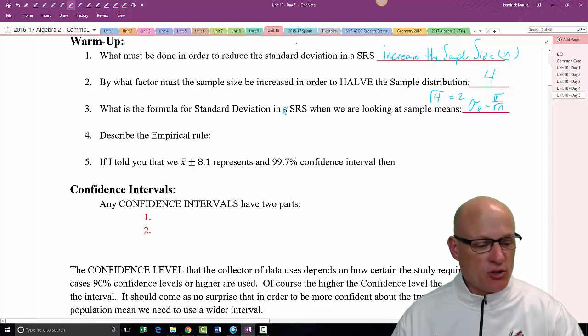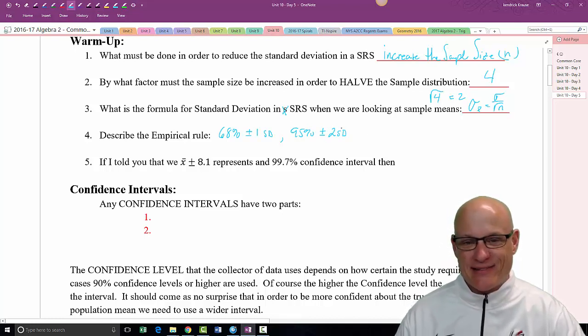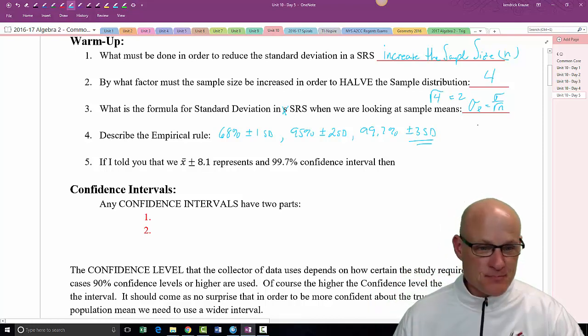Describe the empirical rule. Well, okay, the empirical rule is quite simply that 68% of the data is within plus or minus 1 standard deviation. 95% of the data is plus or minus 2 standard deviations. And it's not quite 2, by the way. It's 1.96 standard deviations. And finally, 99.7% of the data is within plus or minus 3 standard deviations. So that'll come into play today just a wee bit.